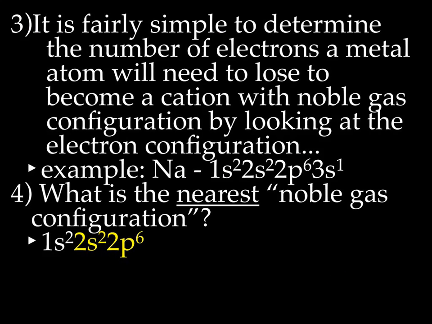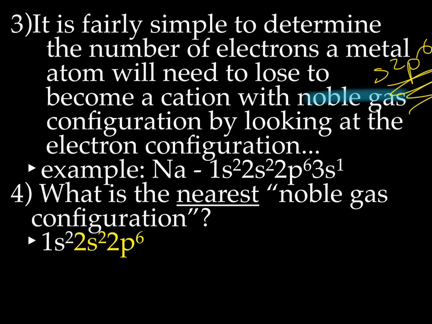So it's pretty simple to determine the number of electrons a metal atom will need to lose to become a cation with a noble gas configuration. Remember, the whole point of atoms doing anything is because they want to be like the noble gases, right? They all want to be s2p6, noble gas, s2p6. Really important. So let's take an example.